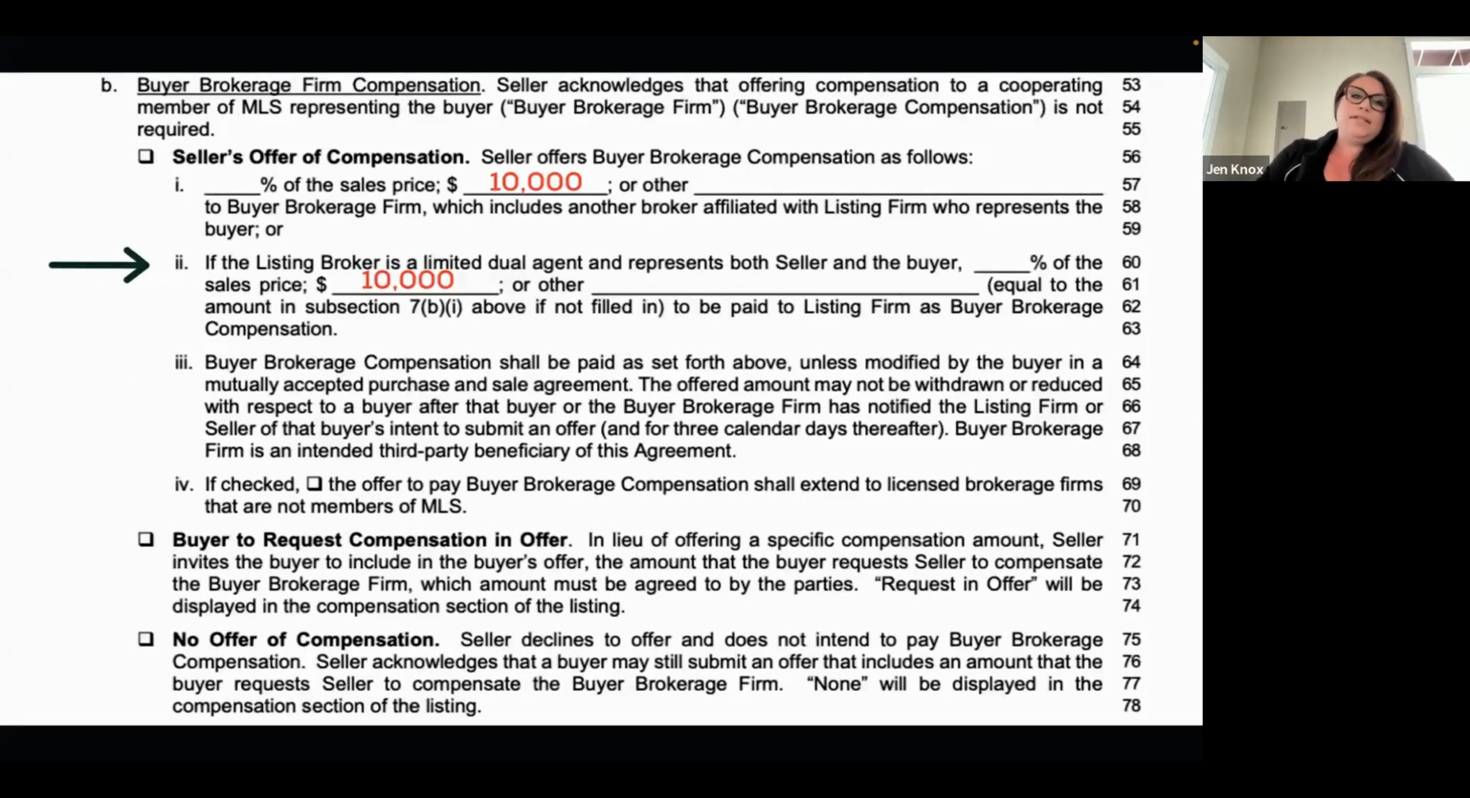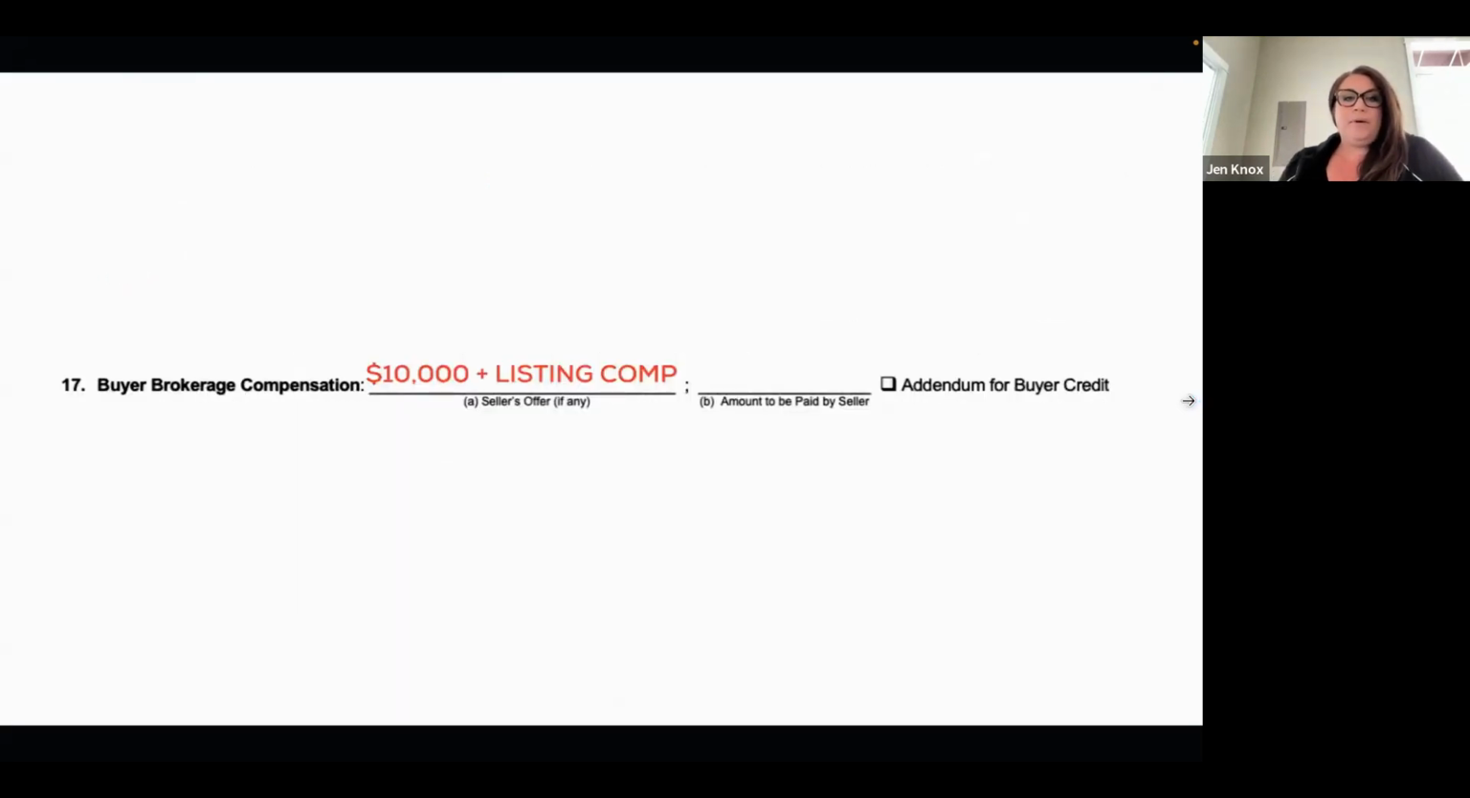Now, if you are the limited dual, with our example here, we have $10,000 for listing agent, $10,000 for buyer's agent, and nothing has changed. There's no extra or less than that a dual agent would receive, because that agent would be receiving both compensation from listing and buying. You would actually add in the total amount of compensation that the broker would be receiving in line 17.